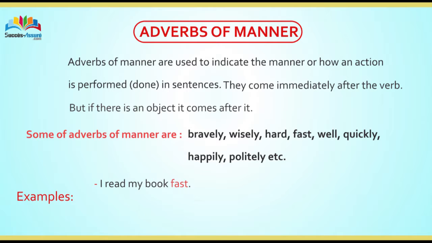We have an object, my book. So the adverb is after the object. I read my book fast. Don't say "I read fast my book." No, I read my book fast, because we have an object, that is my book. So the adverb is after the object, my book. Is it okay?